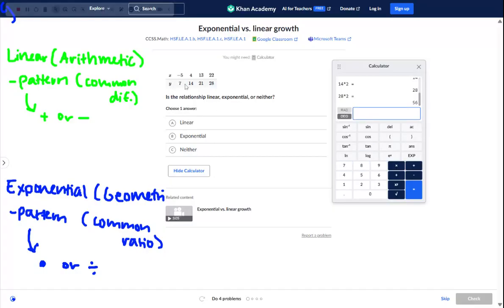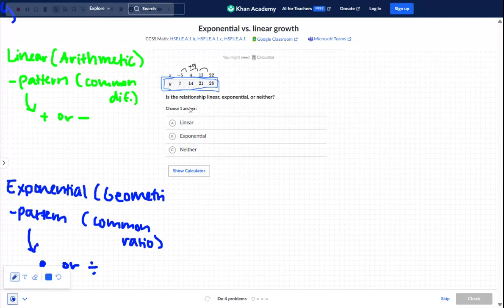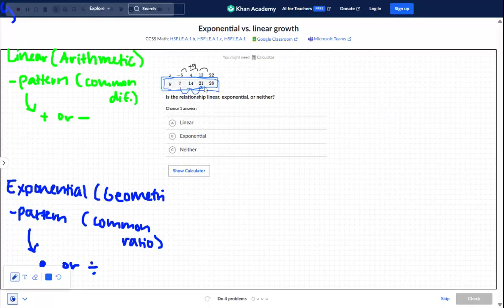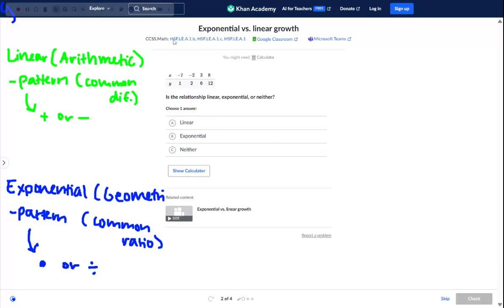Are we seeing any other patterns? Jumping from 7 to 14, well, 7 plus 7 is 14. Plus 7 is 21. Let's double check, plus 7 is 28. So we can notice that as we're bunny hopping, jumping from term to term, we're adding 7 each time. Because we are adding, it's going to be linear because the pattern is addition. Linear, perfect. Let's try another one together.